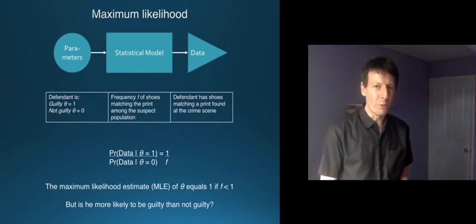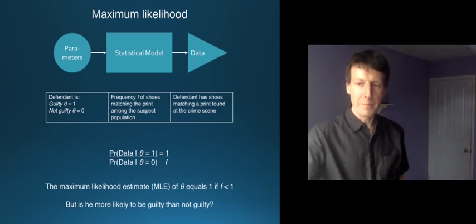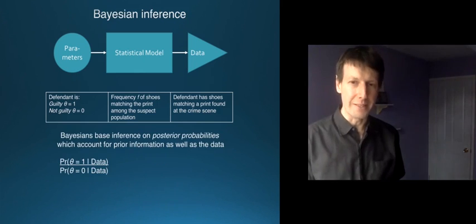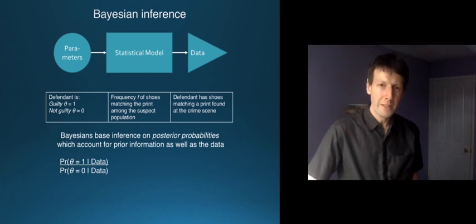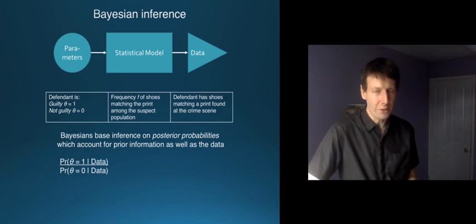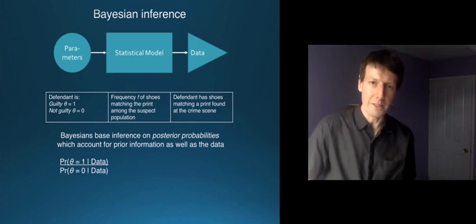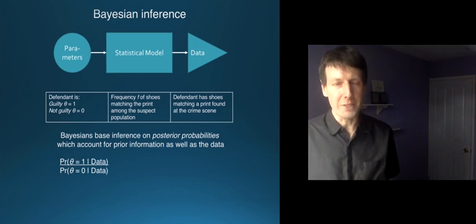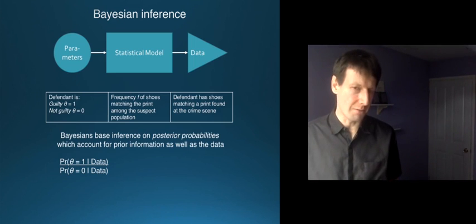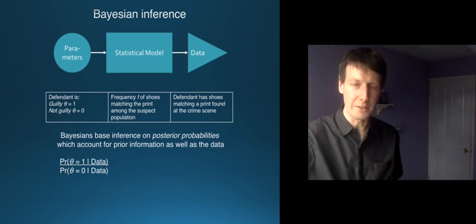And what are we missing here? Well, Bayesian inference has some answers to that question. So Bayesians base inference not on likelihoods directly, but rather on so-called posterior probabilities. And they account not just for data through the likelihood, but also for prior information. And so in our case, the prior information would relate to the parameters of interest, which is whether the defendant is guilty or not guilty.